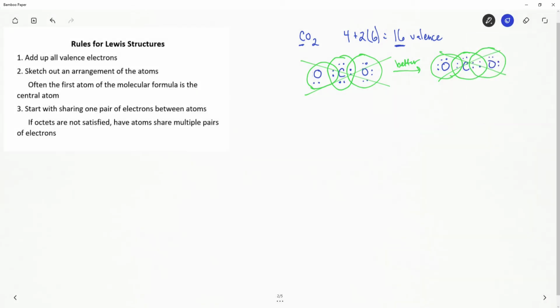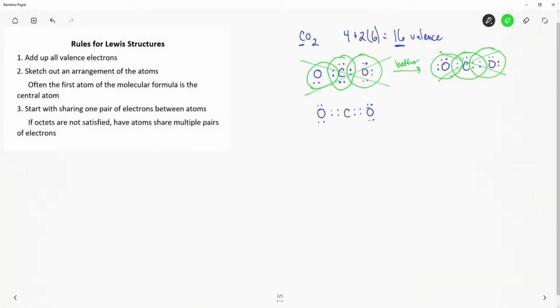Redrawing the structure, carbon, oxygen, oxygen. Okay, let's make each bond share not 2 electrons, but 4 electrons. So let's see, now I've used 8 electrons, 9, 10, 11, 12, 13, 14, 15, 16. Okay, I've used my 16 valence electrons.